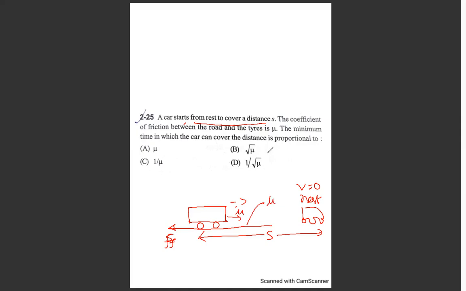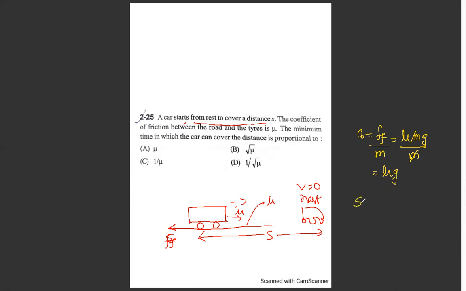We are required to find out the minimum time in which the car can cover the distance is proportional to what? So how to do this? See, first of all, we have to find out what the time is. As you know that other than this frictional force, no other force is applied over here. So the retardation has been caused due to the frictional force, which is equal to frictional force divided by mass. So what is friction? Friction is mu into mg, normal reaction, divided by m. So see, acceleration is coming out to be mu g.